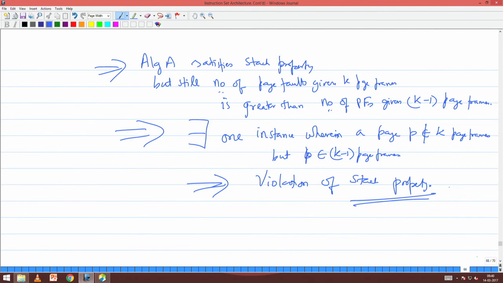Hence, if my algorithm satisfies stack property, then as I keep increasing the number of page frames, my page faults will decrease. Unfortunately, in the case of FCFS, since stack property is violated, Belady's anomaly can basically creep into it. Are you able to follow?